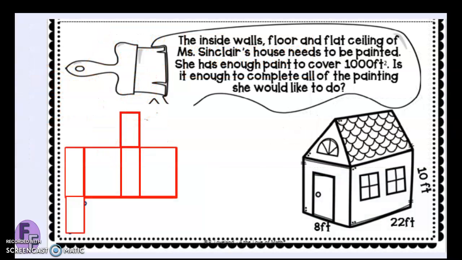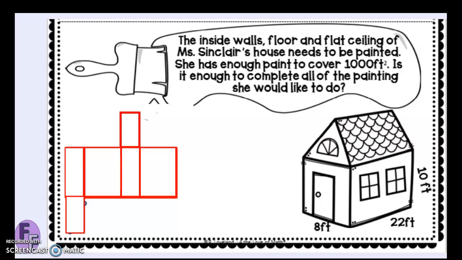Our last example is a story problem. The inside walls, floors, and flat ceiling of Ms. Sinclair's house needs to be painted. She has enough paint to cover 1,000 feet squared. Is it enough to complete all of the painting she would like to do? First, draw the net of your house. Then label your dimensions. We have a length of 8, a width of 22, and a height of 10.